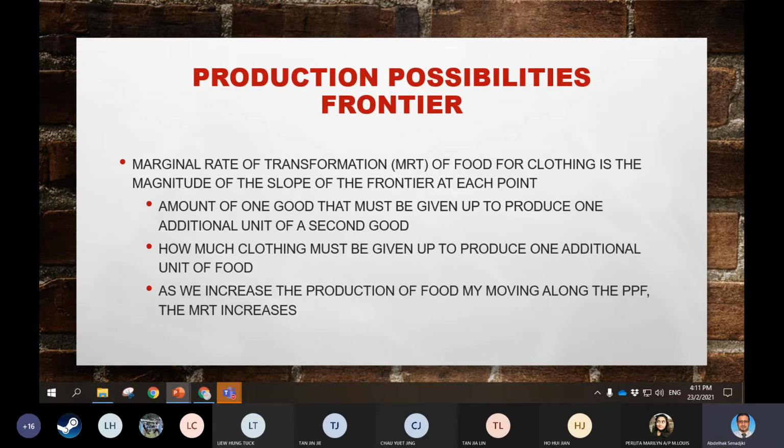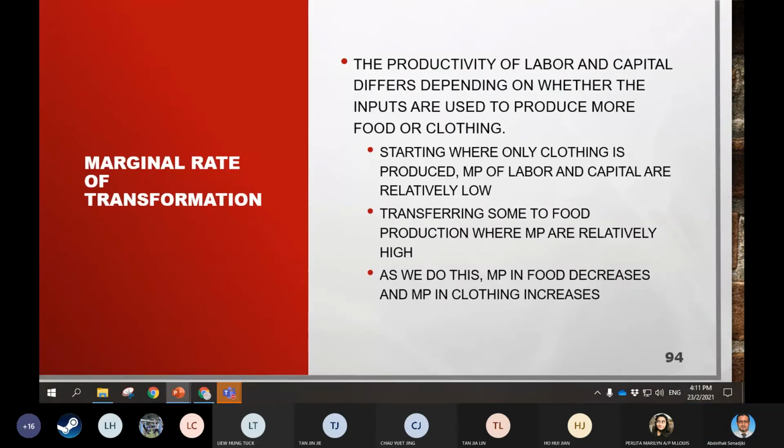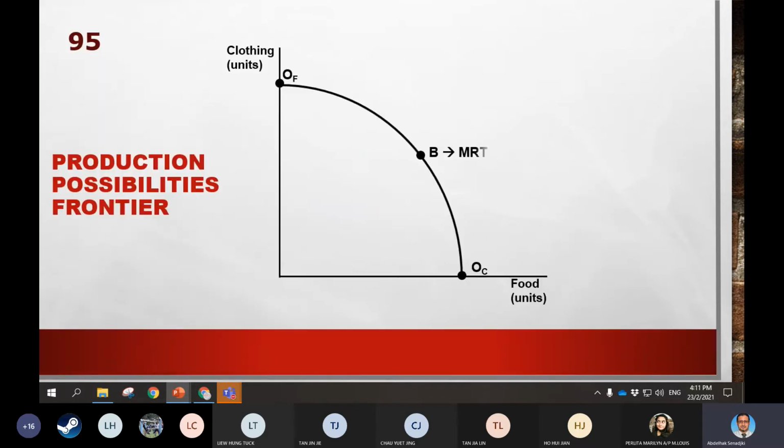So the production possibilities frontier is concave, as we say, and the slope increases in magnitude as more food is produced. So we define the marginal rate of transformation of food for clothing, MRT, as the magnitude of the slope of the frontier at each point here, B or D.